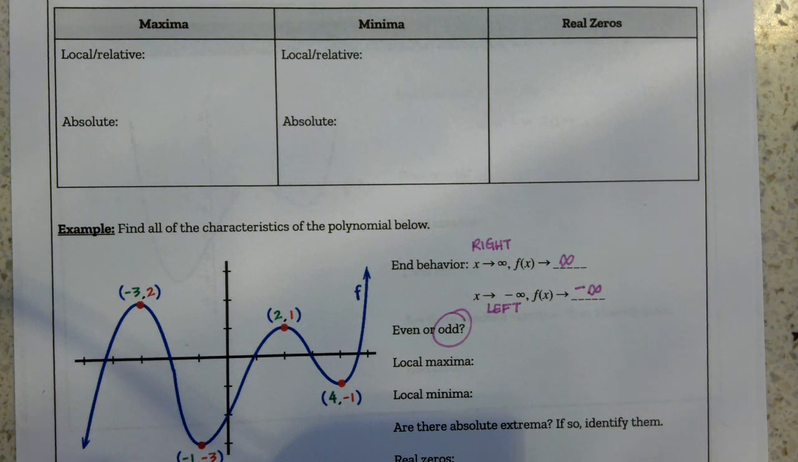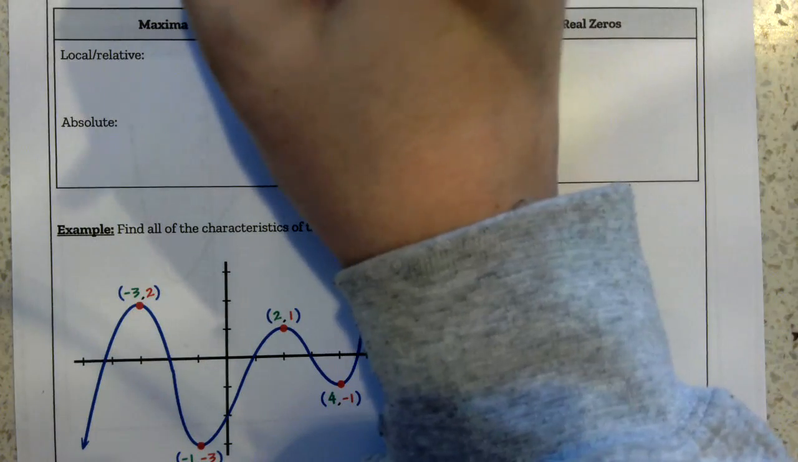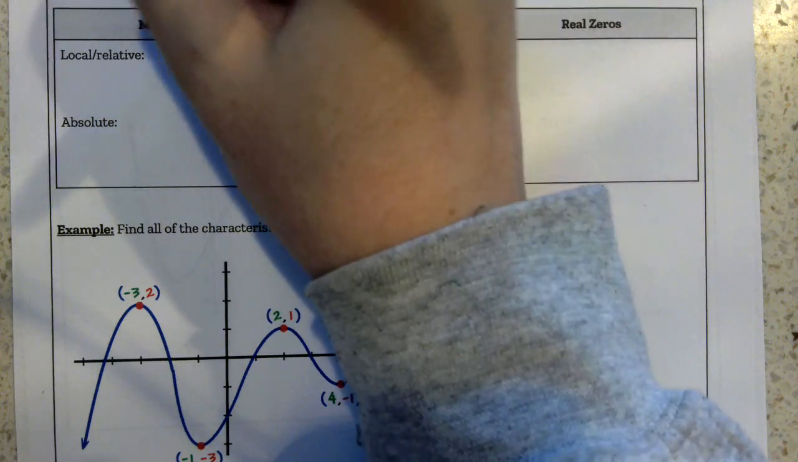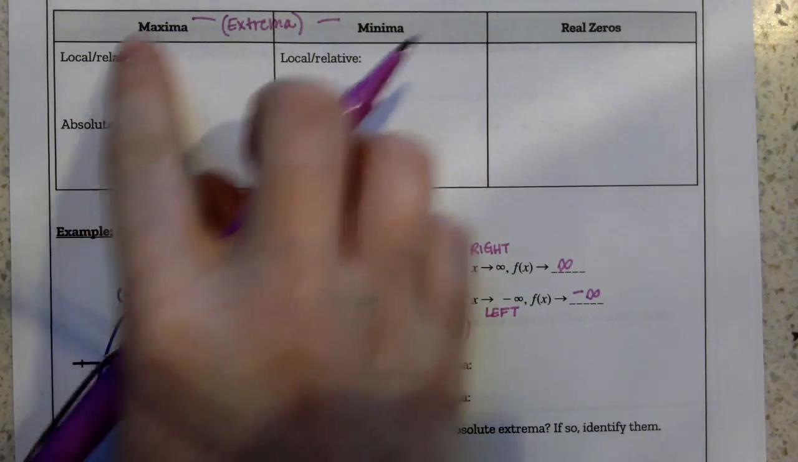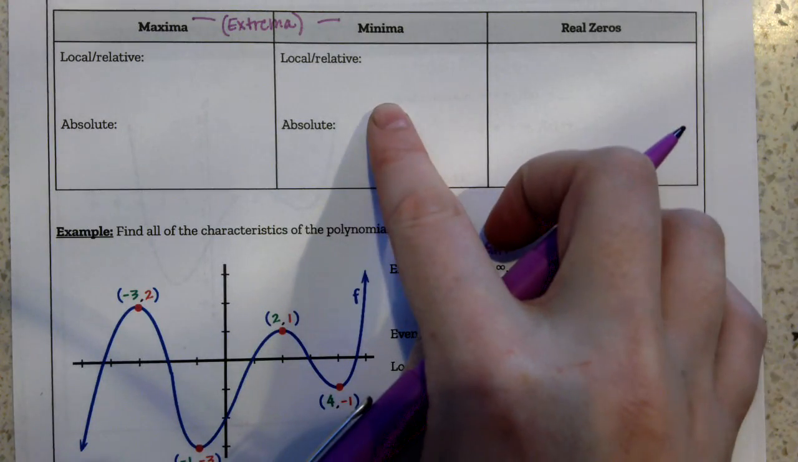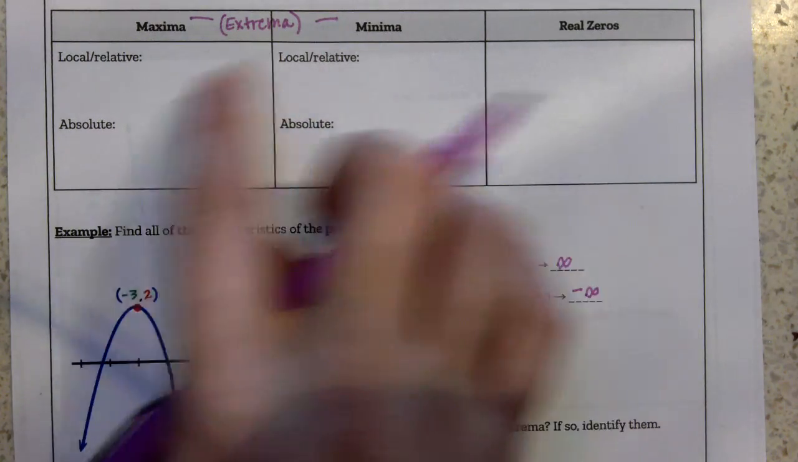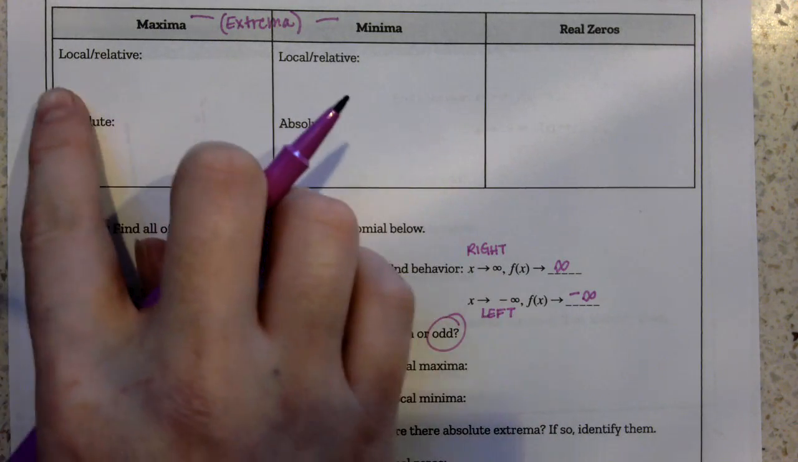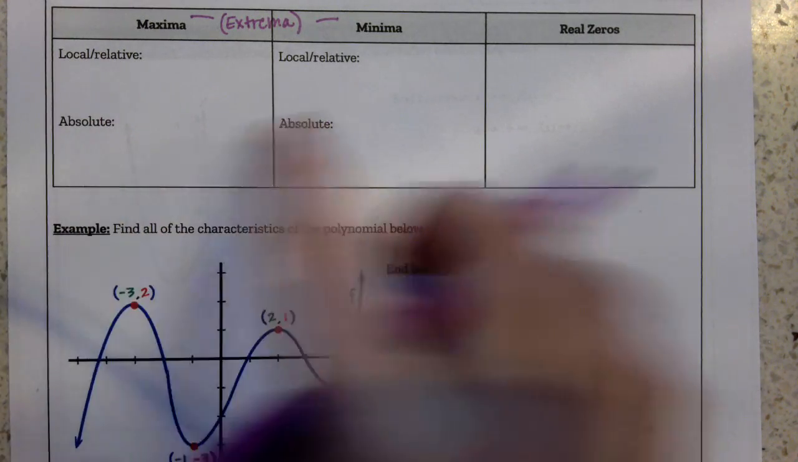Now let's look at these other 3 characteristics. One is about the maxima and minima, and then the other is about the zeros. Maxima and minima are just the plural ways to say maximum and minimum. Collectively, they are also called extrema. If I ask you about all the maxima, that's all of the maximum values. If I ask you about all the minima, that's all the minimum values. And if I ask you about the extrema, it's talking about both. Now there are 2 types of maxima and minima. One is local or relative, and the other is absolute.